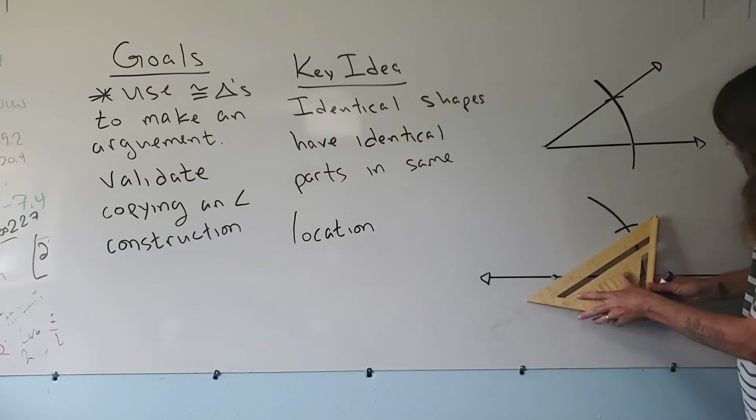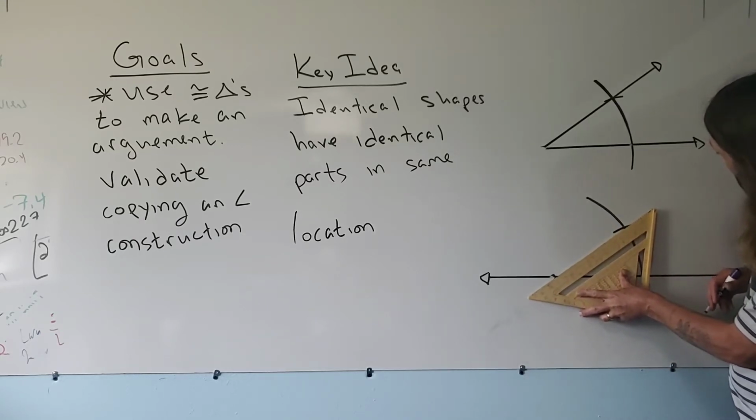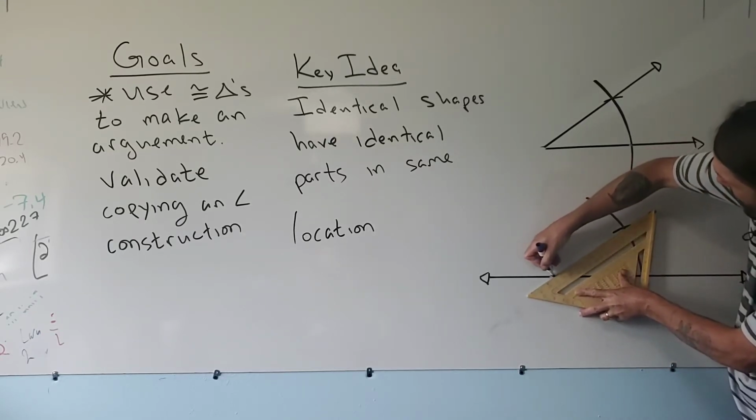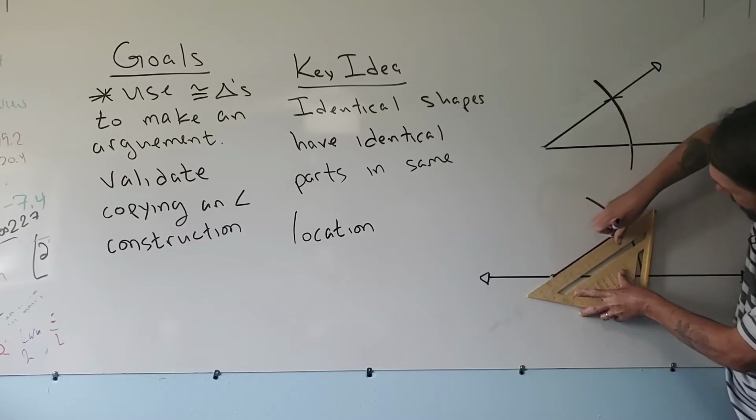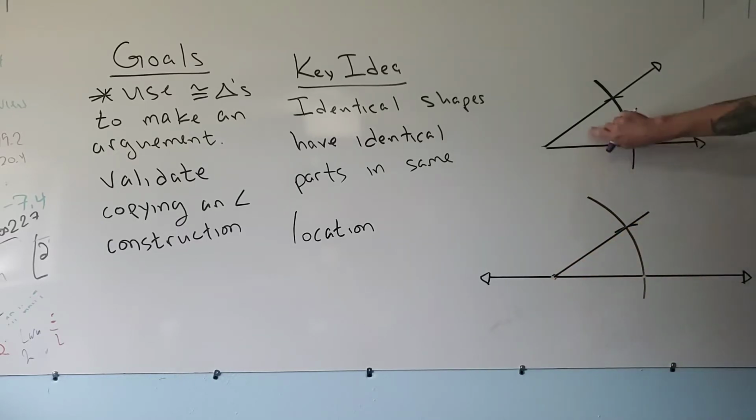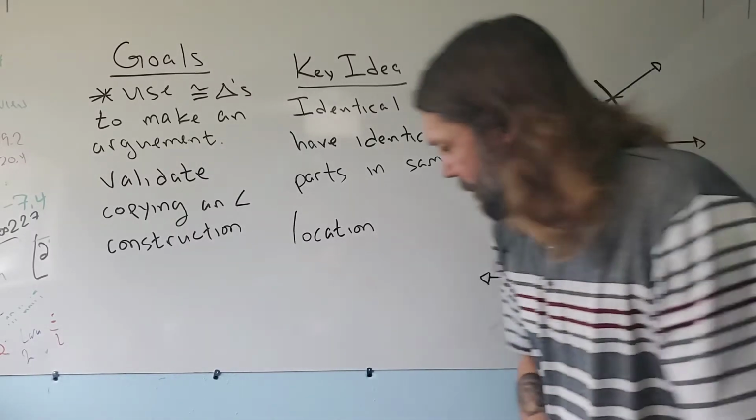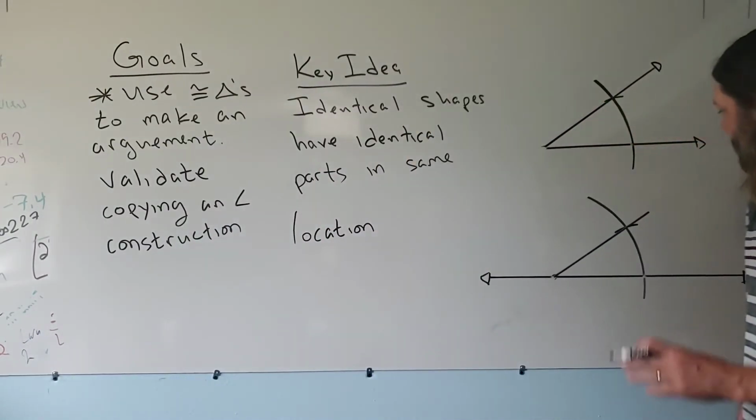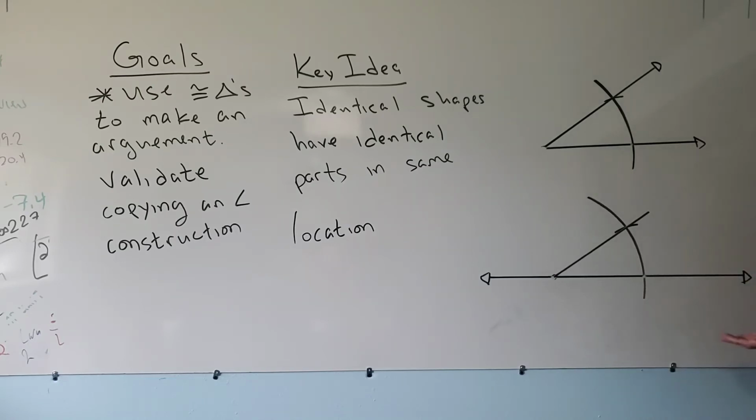So, the construction we did, we would connect these, and that would be good enough to say I've copied this angle down here, right? But I'm going to break this picture down a little bit, because as it stands right now, I don't have identical triangles. But before I erase too much, I'd like to point out a couple things.